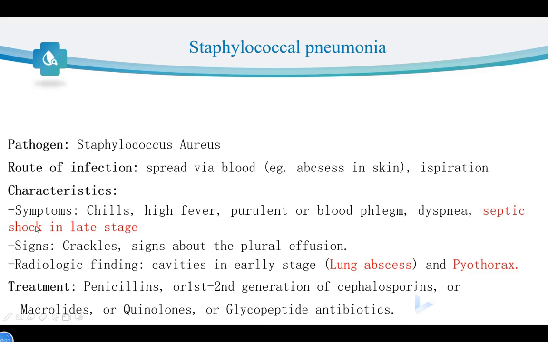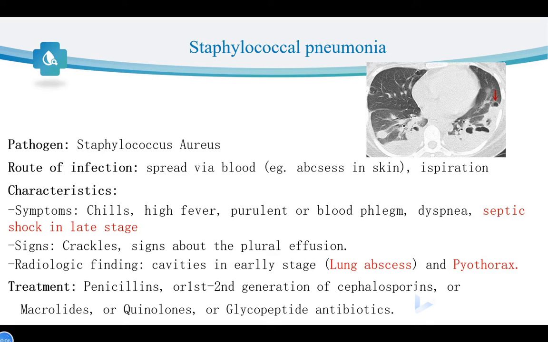The symptoms of this type of pneumonia include chills, high fever, purulent or bloody sputum, dyspnea, and do not neglect the septic shock in the late stage. The signs are similar to the common pneumonia, and the radiological findings include some special findings different from the common pneumonia. Now, let's look at a picture.